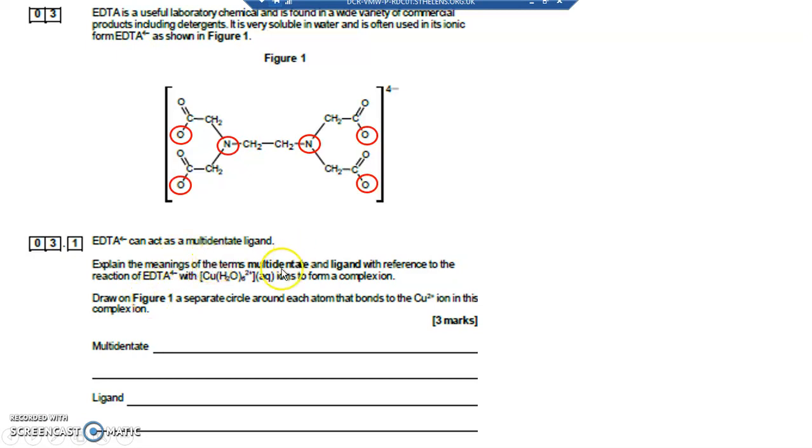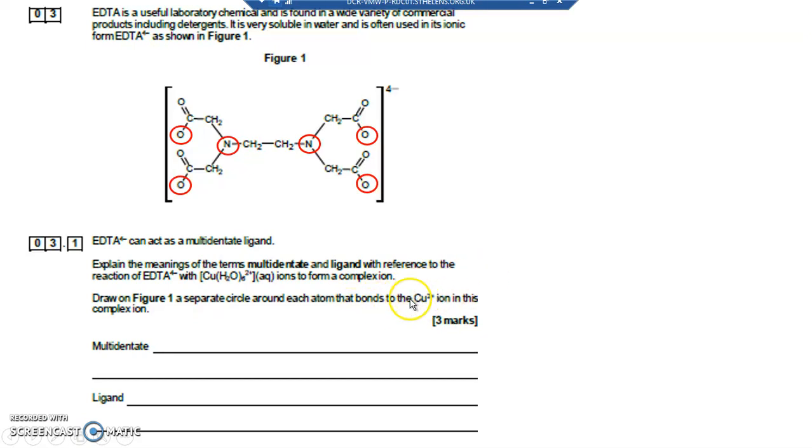Explain the term multidentate ligand with reference to the reaction of EDTA 4- with hexaaquacopper(II) ions. Draw in figure 1 a separate circle around each atom that bonds to the Cu2+ in the complex ion.